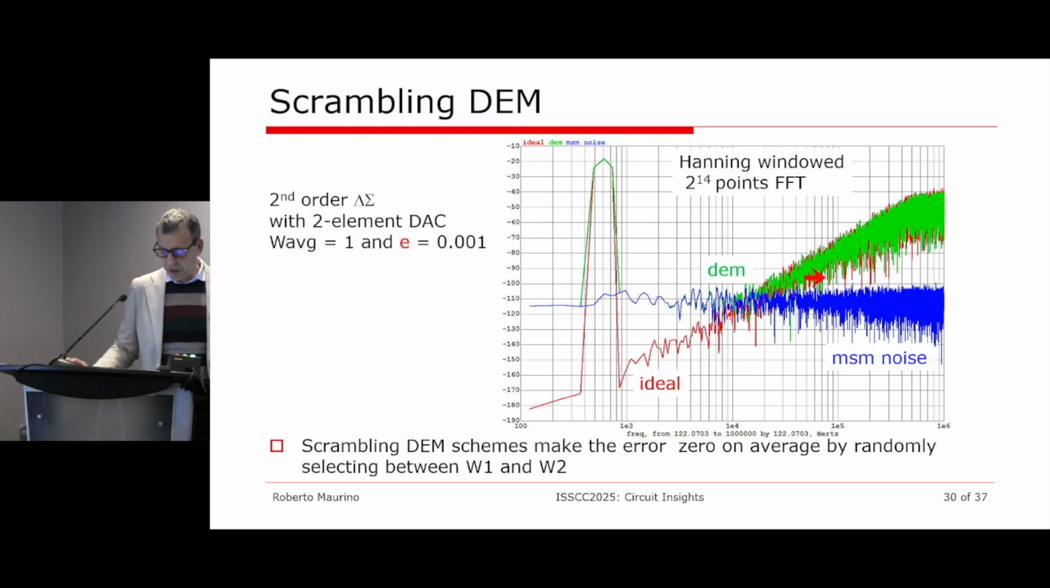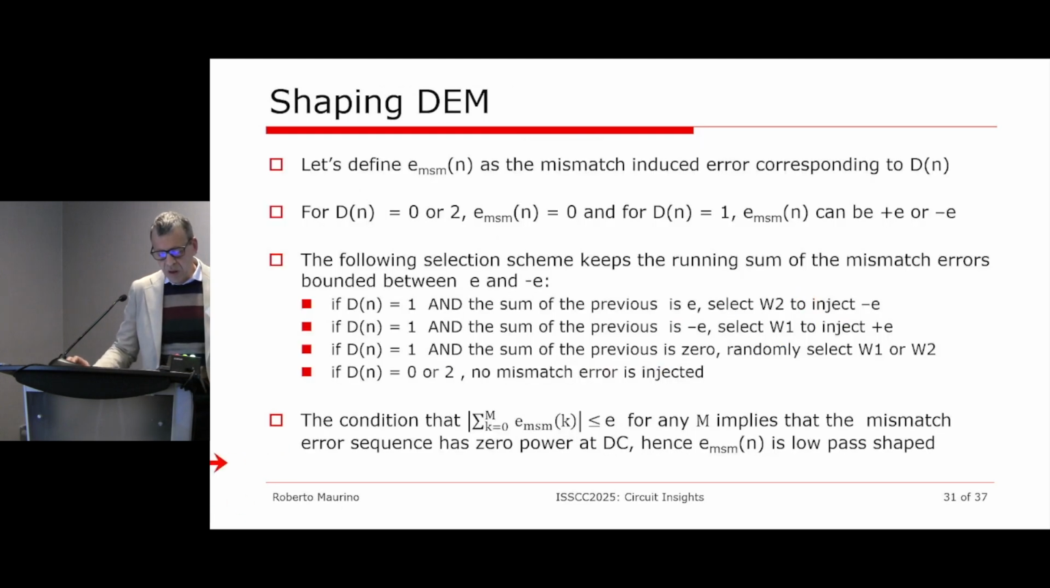But you can actually do better, and you can shape this noise, at least in an oversampling scenario. This slide describes a simple scheme to shape that error. The basic idea is that you want to keep the running sum of those errors bounded. Really, we've seen that the error is only introduced when the input code is 1, so that's the only case that we really have to consider.